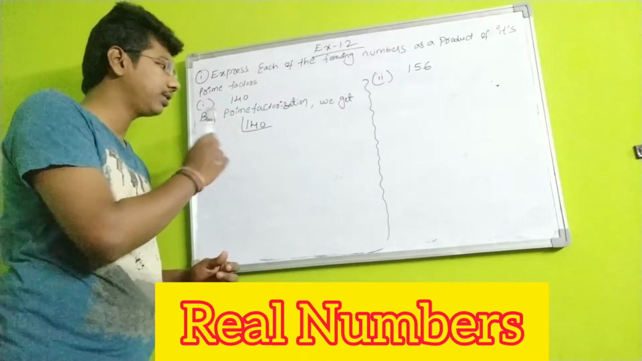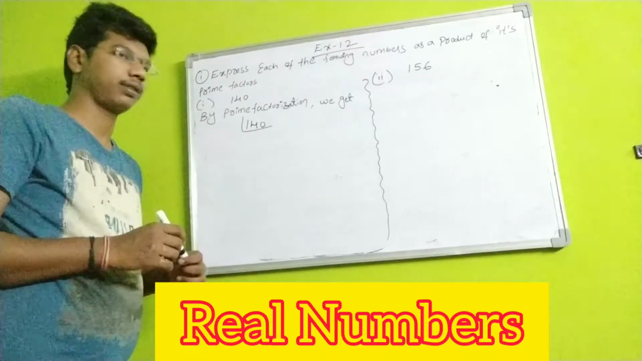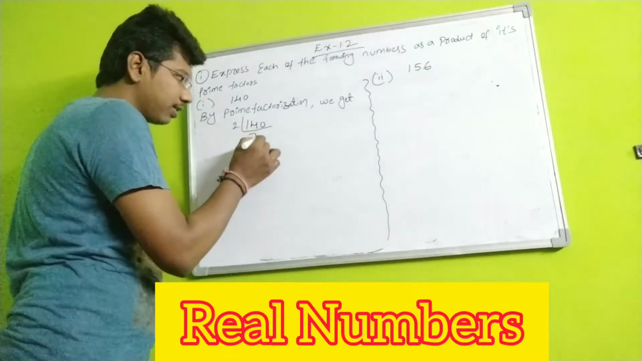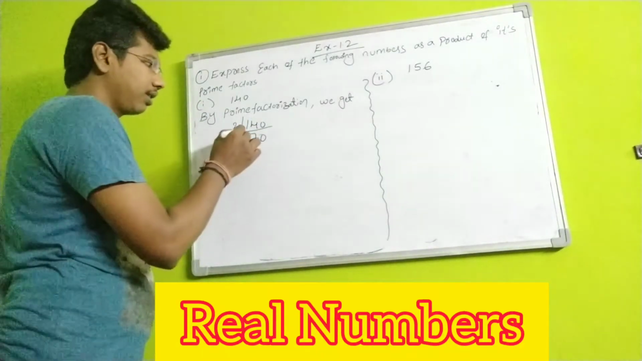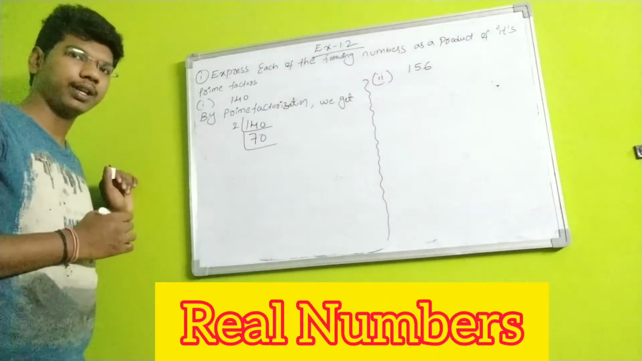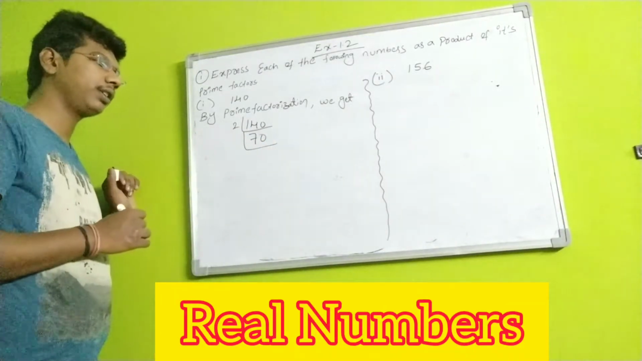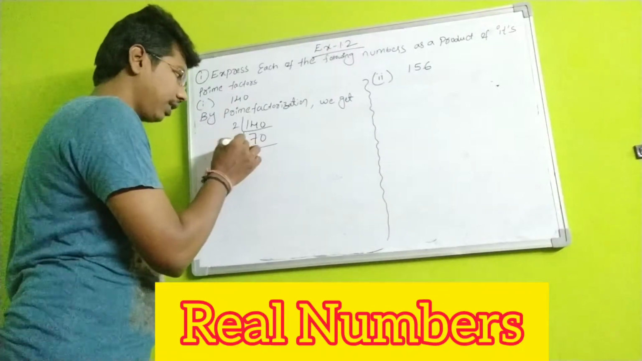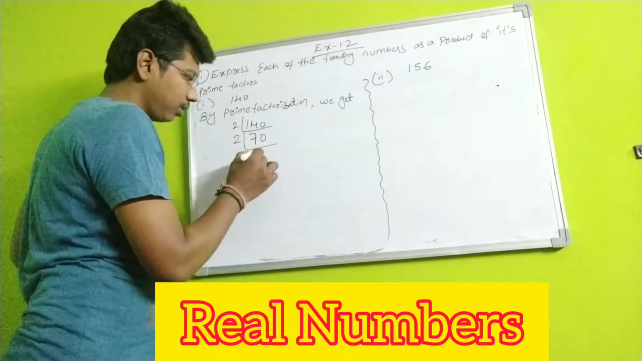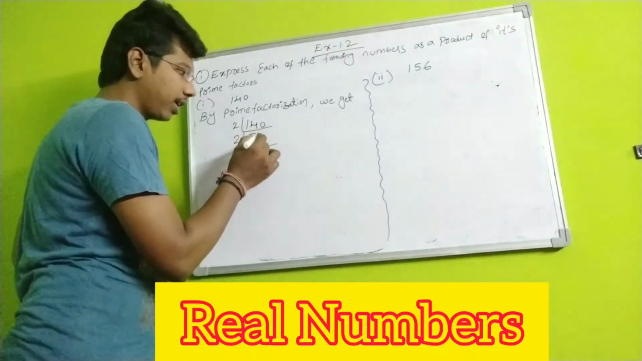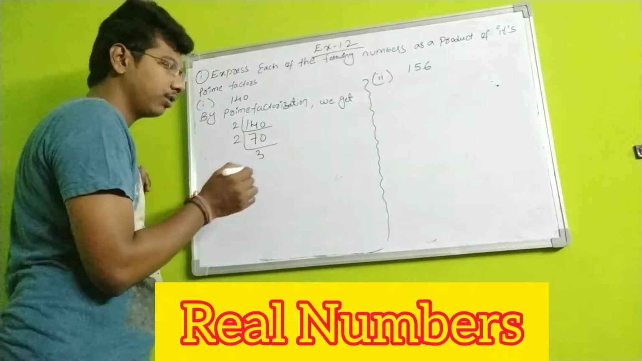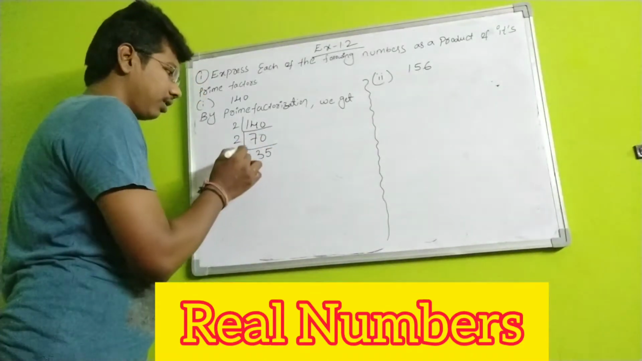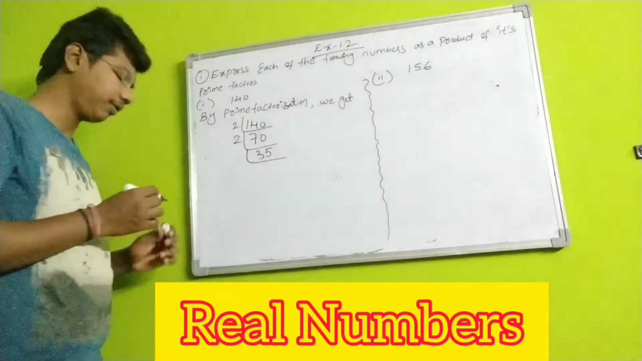Now, this 140. Check whether this number is divisible by 2 or not. Yes, it is divisible by 2. 2 sevens are 14, 0 as it is. Next number is 70. Check whether this number is divisible by 2 or not. Yes, it is divisible by 2. 2 threes are 6, 1 carry, students. Here beside 0, this 0 becomes now 10. 2 fives are 10.